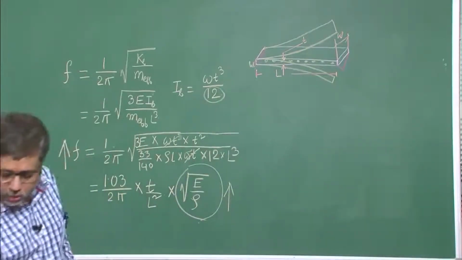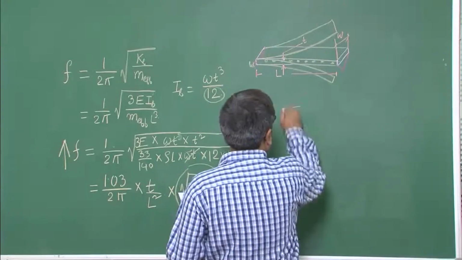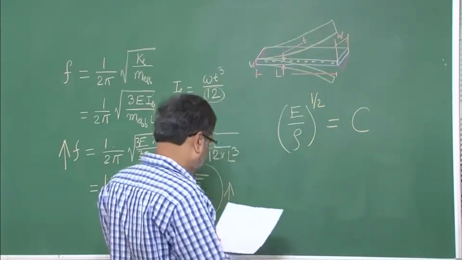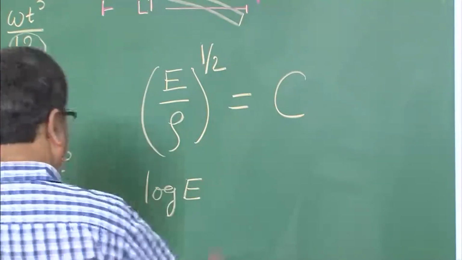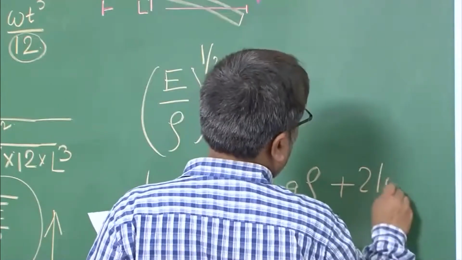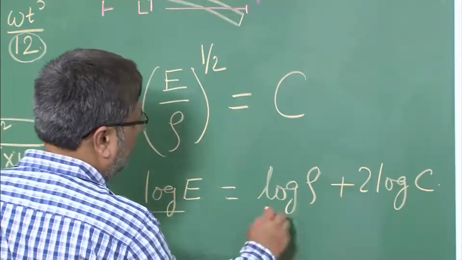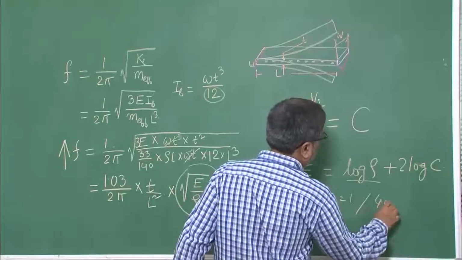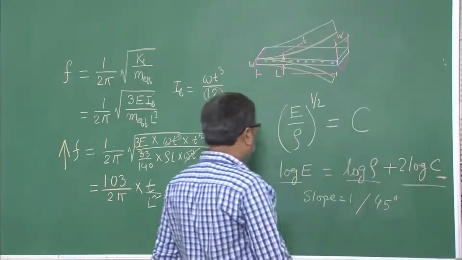So, let us write it down: E over rho to the power half, if I keep a suggested minimum value for it for the design, then this will become, in a log-log plot, log E equals log rho plus 2 log C. In other words, as you can see, in a log-log plot between the two, the slope is 1, that is 45 degrees. Depending on the value of C, we get the intercept part of the line.